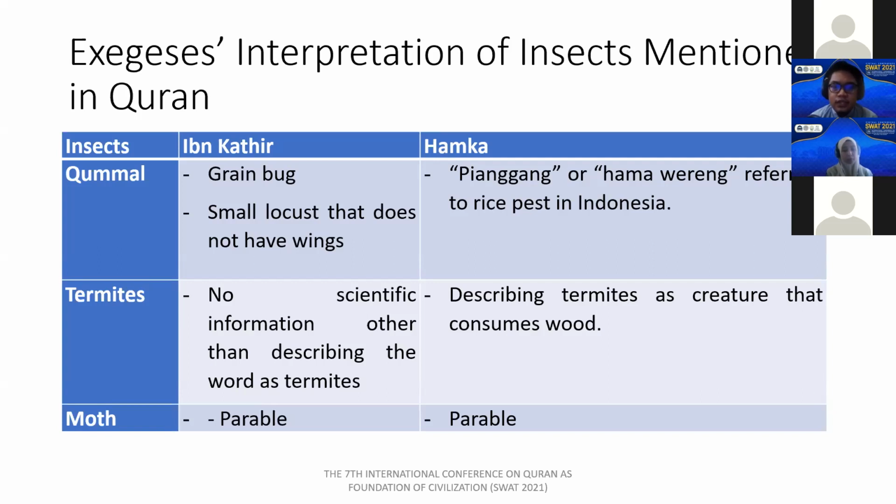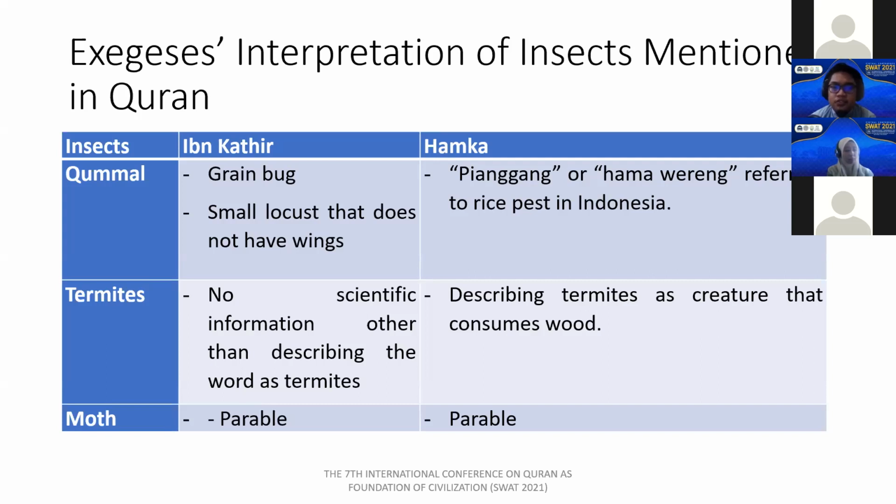And then for termites, there is no scientific information other than describing the word as termites, because in the verse it is mentioned as Dabbatul Ard. And then Ibn Qasir mentioned that Dabbatul Ard refers to Arodah, and mentioned that the meaning of Arodah is that it lives inside wood. Hamka also said almost the same as Ibn Qasir for termites, where Dabbatul Ard also refers to Arodah, which means a creature that consumes wood.